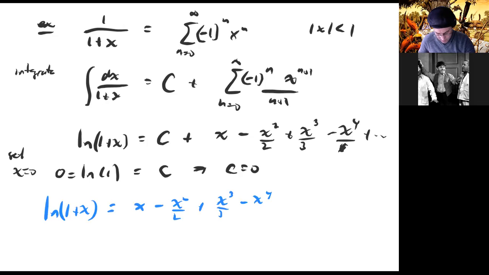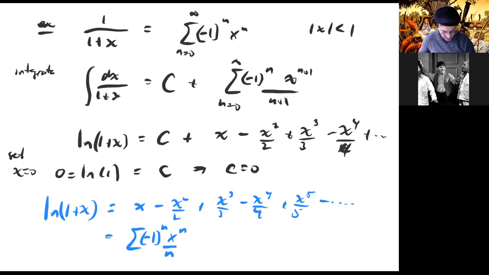This should not be a 5 over here, it should be a 4. And so on, dot, dot, dot. So that's the sum of minus 1 to the n minus 1, x to the n over n. N goes from 1 to infinity. If n equals 1, yeah, this works out. This is the correct formulation.